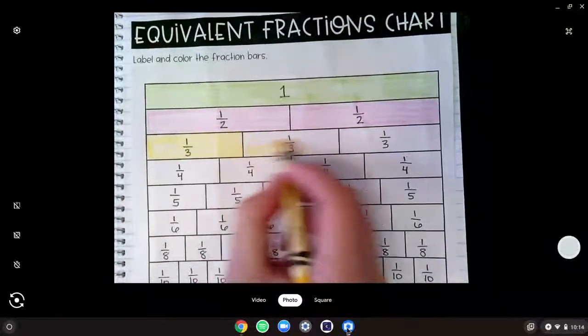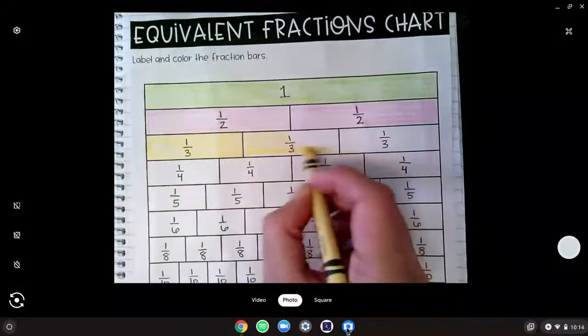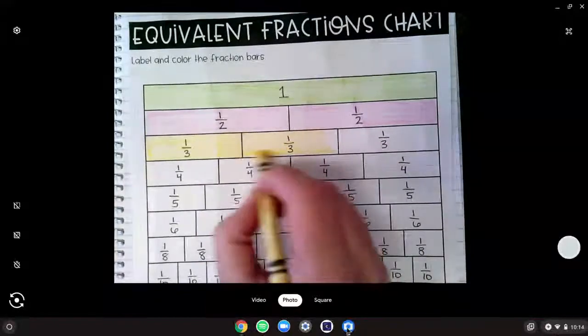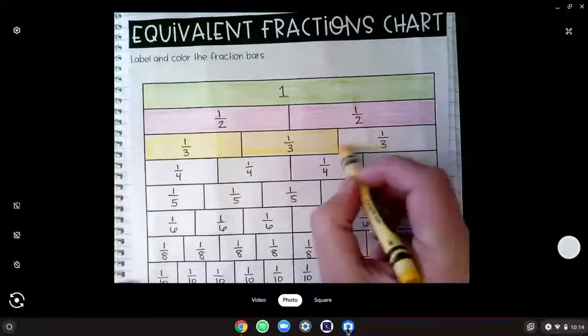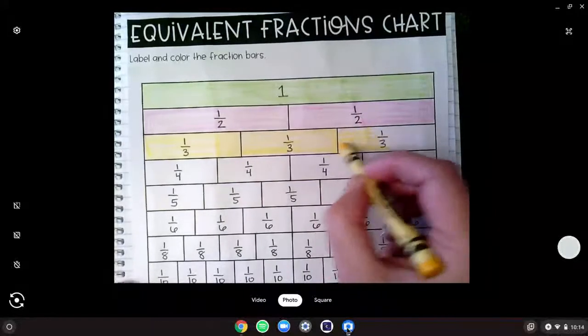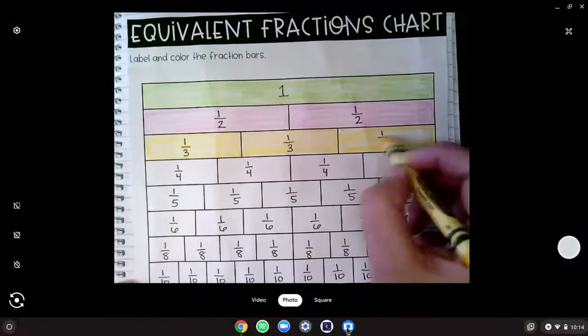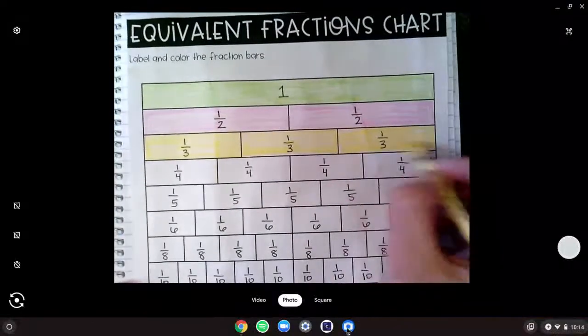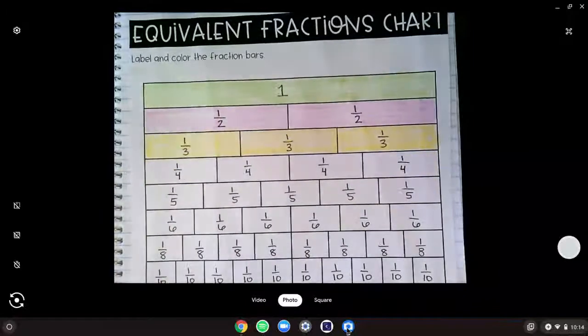What if I only color in 2? Is that a whole? No. That would be 2/3. Good. My yellow's more like a dandelion, but that's okay. Okay, yellow inside the bucket. And you can toss the yellow to the side.